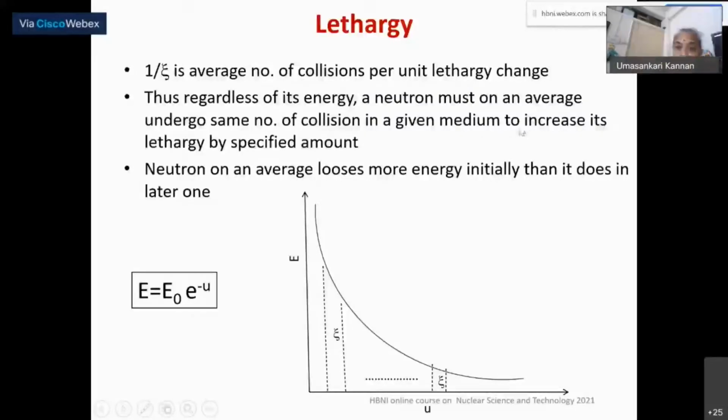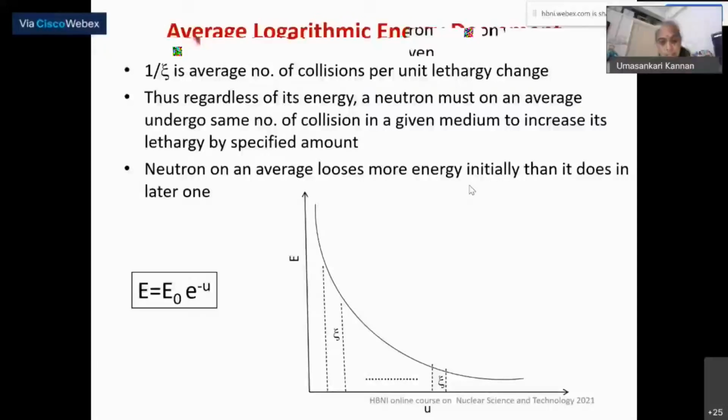A neutron must have, on average, the same number of collisions in a given medium to increase its lethargy by a specified amount. Suppose in a uranium and water system, I want the neutron's lethargy to change by a certain amount. Then the number of collisions required would be defined by this zeta. So the neutron on average loses more energy initially than towards the end.